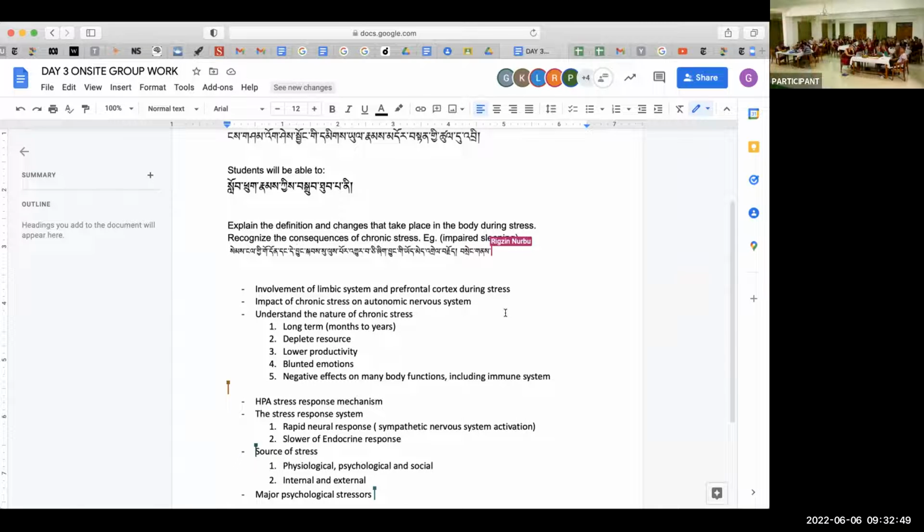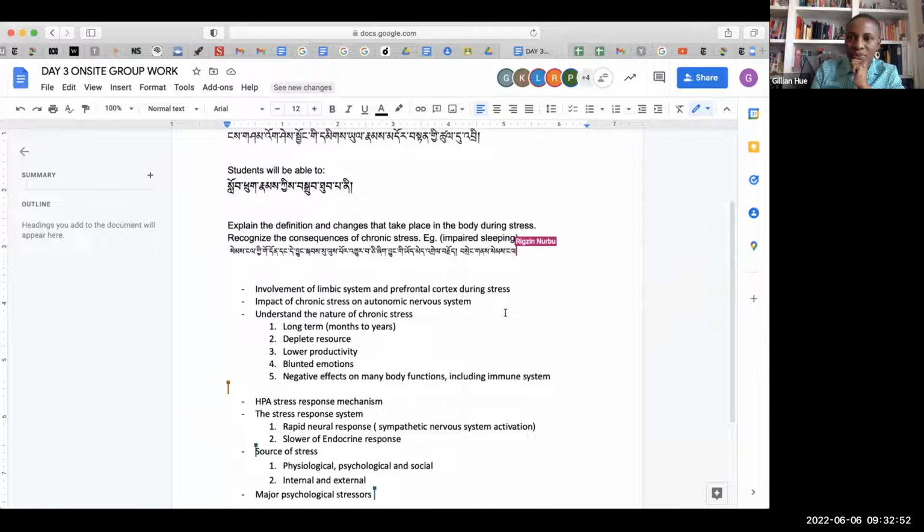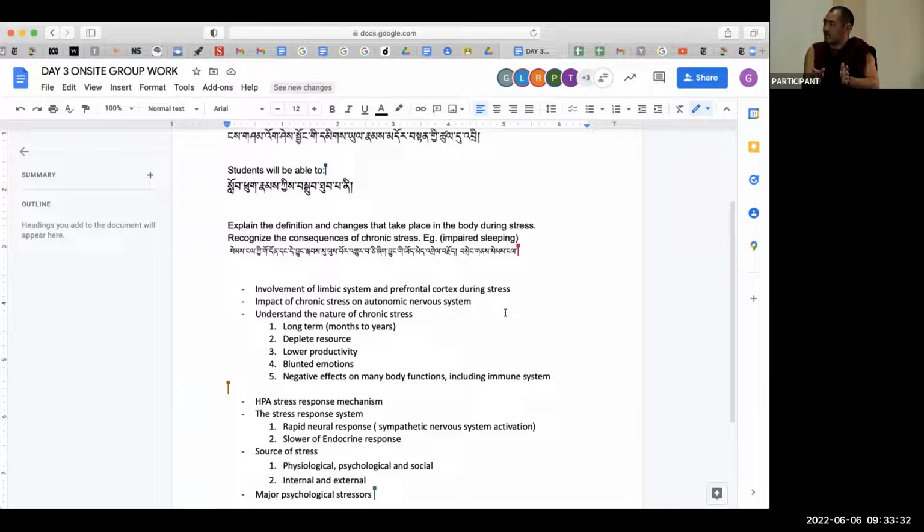The question is that this morning, during the on-site session, they had some discussion with group three and group six, because they have been assigned the same topic, stress. They thought maybe one group could focus more on acute stress, and the other group more on chronic stress. So would that be okay, or should they focus on just stress and not go distinctively into one specific type of stress?